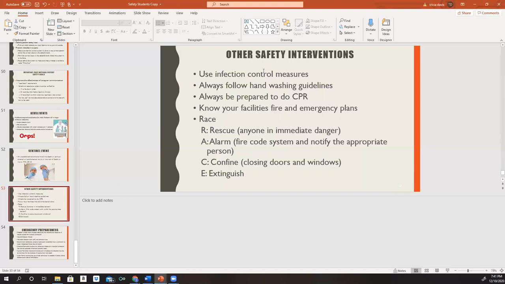Usually the fire plans we call RACE. So R stands for rescue. You're going to rescue anyone that's in immediate danger. A stands for alarm, the fire code system, and you want to get that fire code system. Sometimes it's just a little box that you break. Sometimes you open it and you hit a button. You want to notify the appropriate people. C means confine. You're going to close all the doors and windows. And then E is you're going to extinguish to get that fire out.